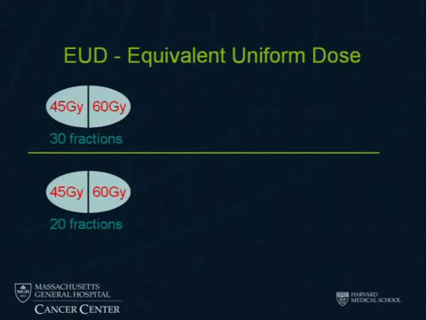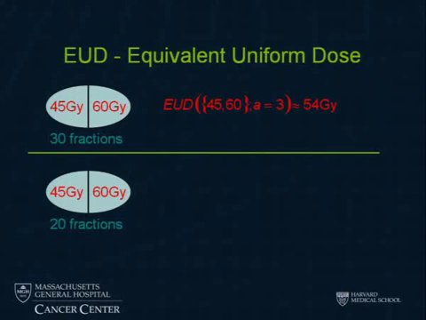So let me illustrate this. Let's say I have a dose distribution where half of my structure gets 60 gray and half gets 45 gray, in 30 fractions. And the same dose distribution in 20 fractions. So the dose volume histogram, in terms of physical dose, is exactly the same.